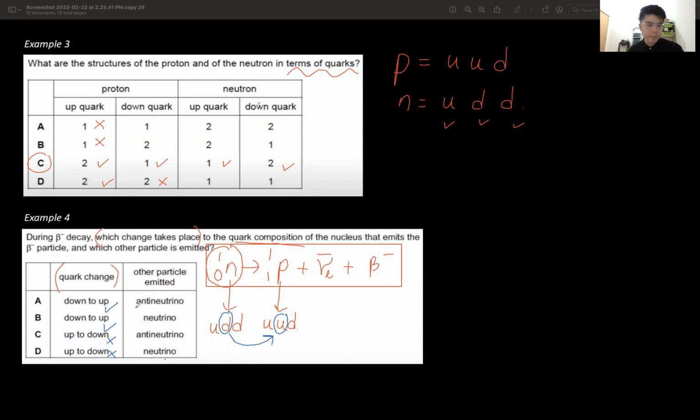Other particle emitted, anti-neutrino. Okay, so beta minus is a particle. So this must be an anti-particle. That means B is incorrect and A is the answer.